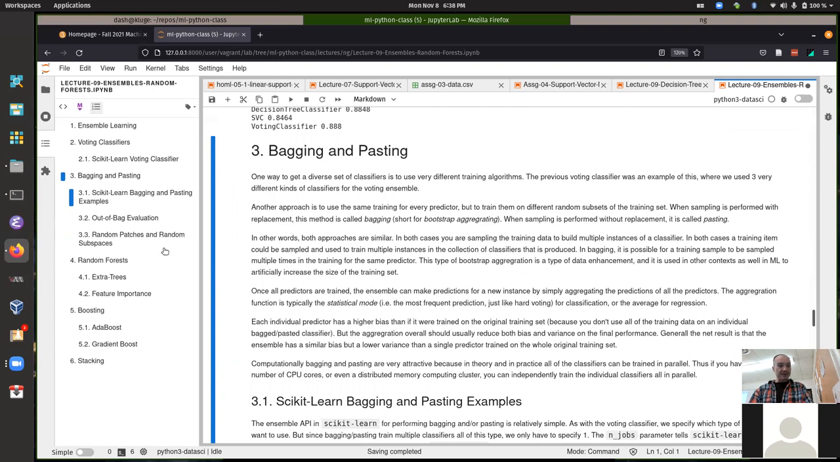There's lots of terminology in this realm of ensembles, and lots of people are using these. So yes, bagging, boosting, pasting. These are all talked about a little bit in our textbook, right?